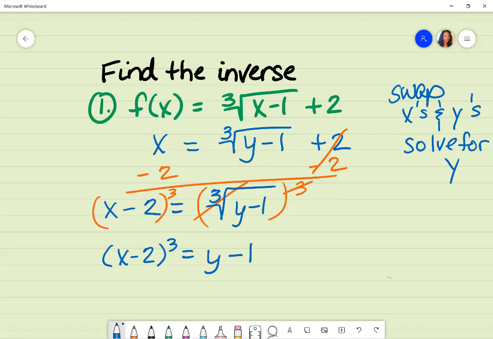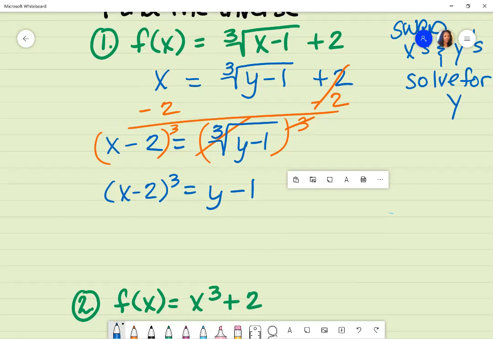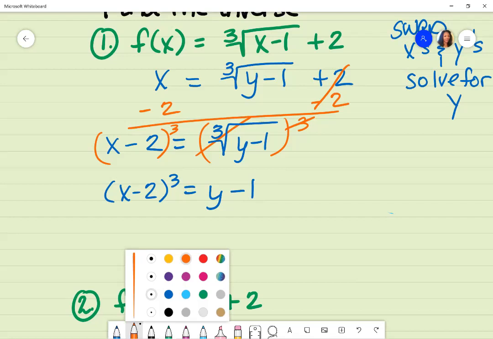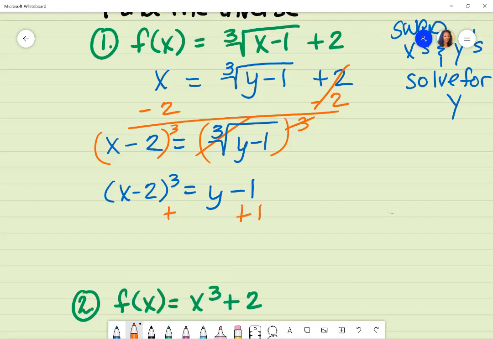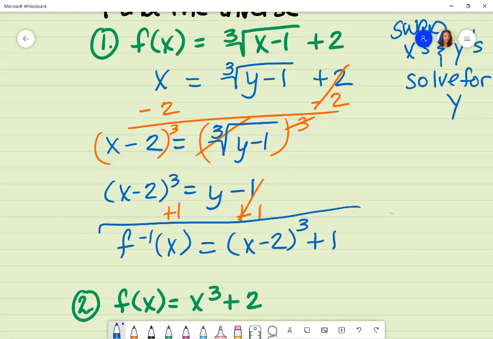y minus 1. Y is still not by itself, so in order to make it be by itself, what I have to do is get rid of this 1. So I'm going to add 1 to both sides. That 1 is not included in the set of parentheses. And I am going to rewrite this y as f inverse of x is equal to all of this, which is the quantity of x minus 2 cubed plus 1. That's my answer for the inverse.